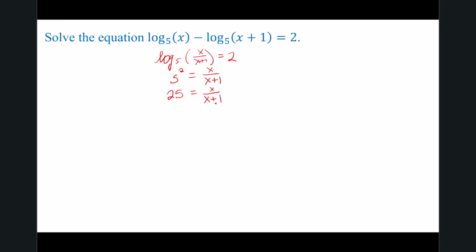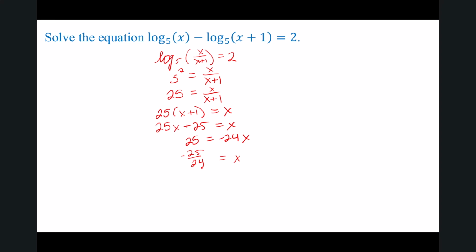To solve this for x, I'll multiply both sides by x plus 1. So I get 25 times x plus 1 equals x. Distribute through and I get 25x plus 25 equals x. If I subtract 25x from both sides, I get 25 equals negative 24x. And divide by negative 24, I get x equals negative 25 over 24.